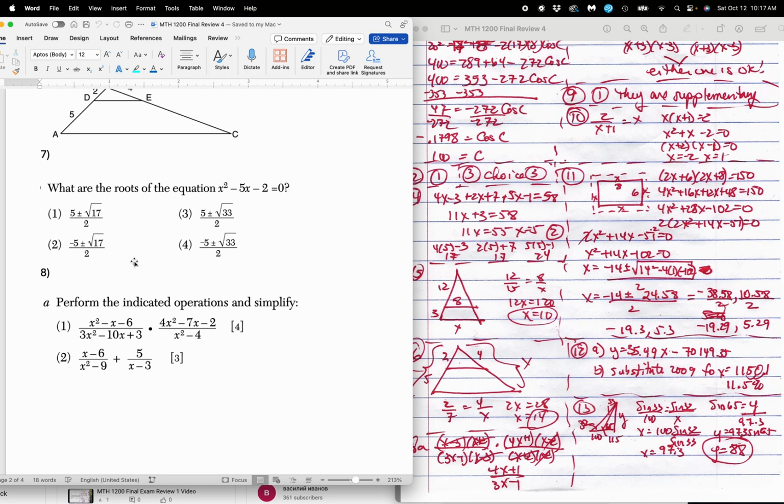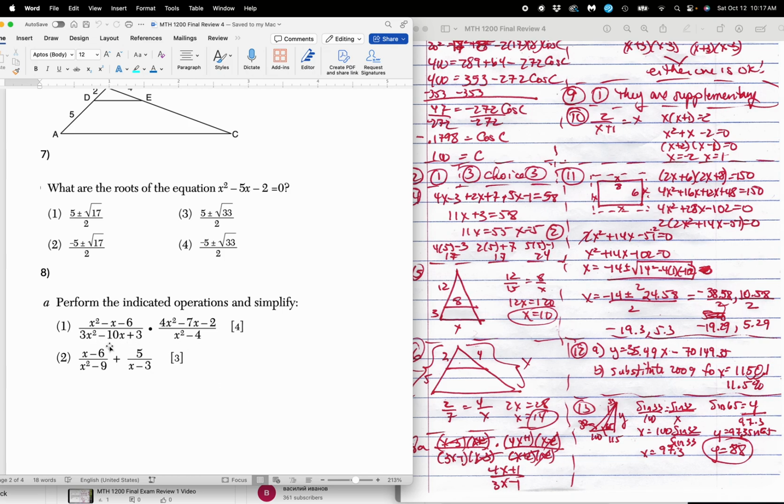Okay, 8a. Perform the indicated operation, simplify. Factor and cancel, factor and cancel. So the first one would be x minus 3 times x plus 2, right? The next one would be 3x minus 1 times x minus 3.